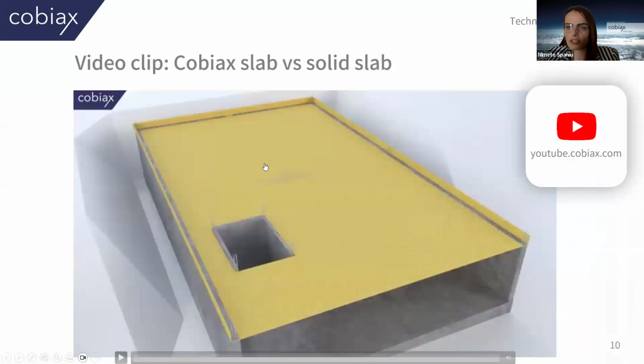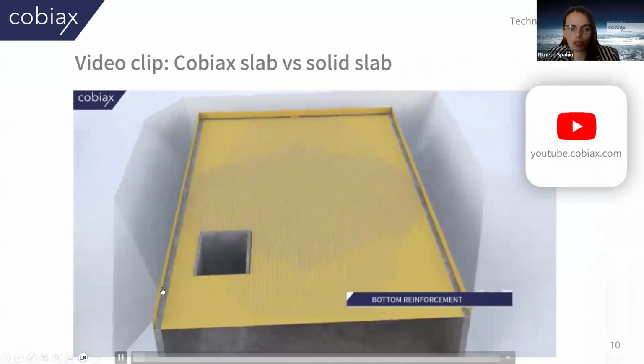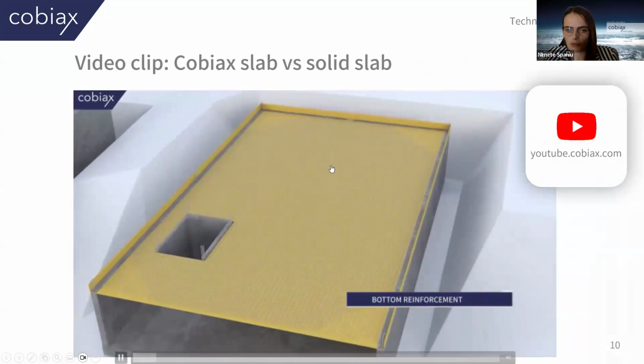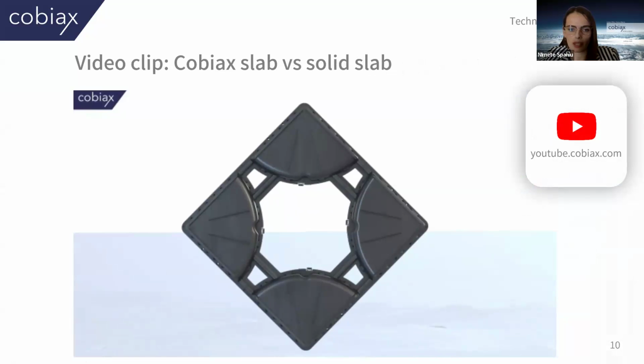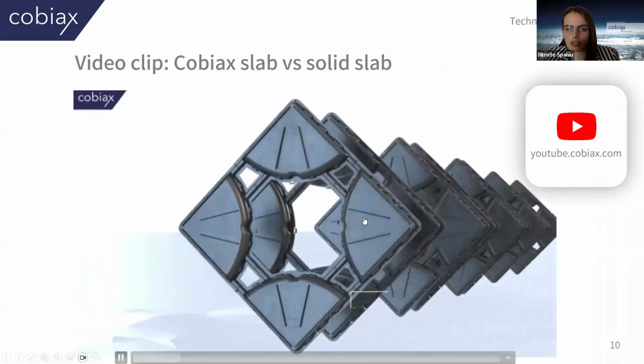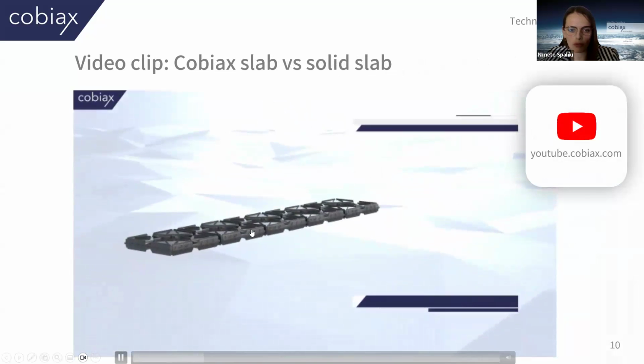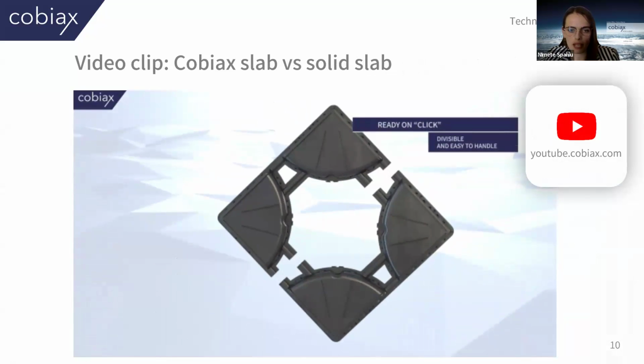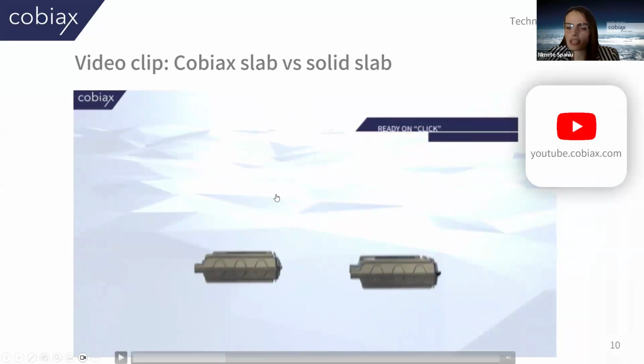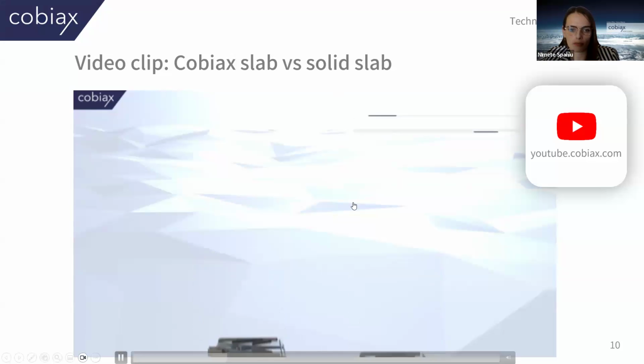Here is a short video about the installation of the Cobiax in the slab. We lay down the bottom reinforcement. Then we have the half shells of the void formers. We put them together to create one void former, and we place them in the slab. There are some parts in the slab that don't fit one void former, so you are allowed to cut it and use just half of it, if you want to optimize the number of CLS that are used.